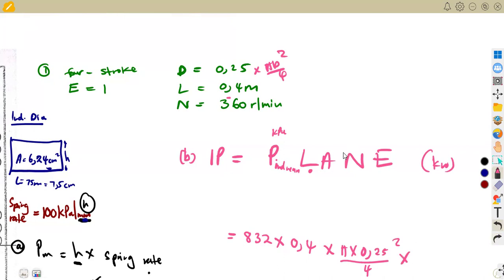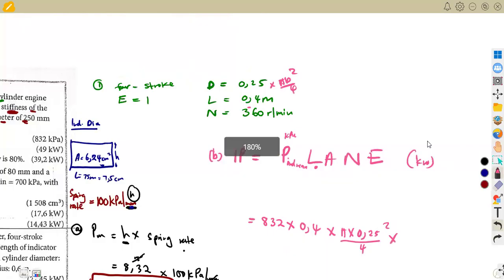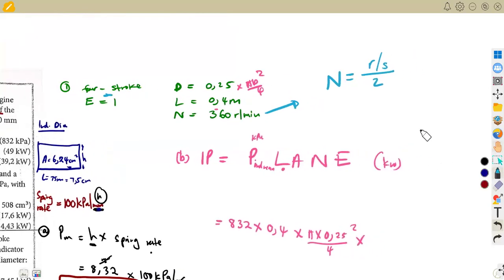Remember that n is affected whenever you use the PLAN formula. N is affected by the speed, and also by whether it's a 4-stroke. This one is a 4-stroke, and for a 4-stroke, n is equal to revs per second over 2. If it is a 2-stroke, revs per second over 1, and if double acting, we multiply by 2. But this one, we are not told, so you treat it as single acting. It's a single cylinder, single acting.